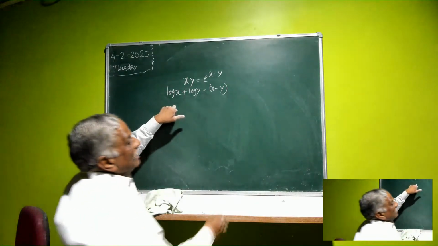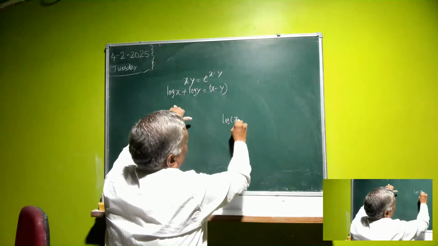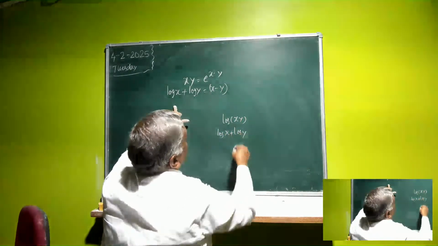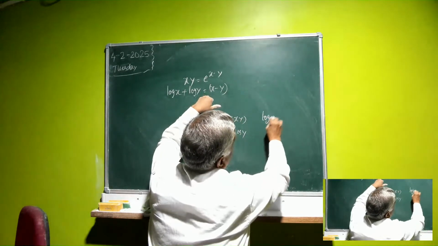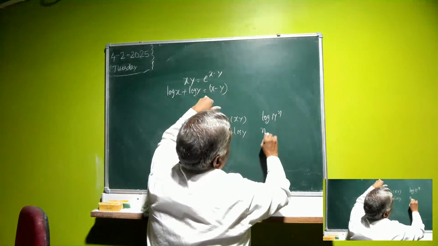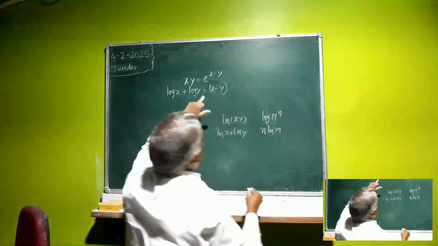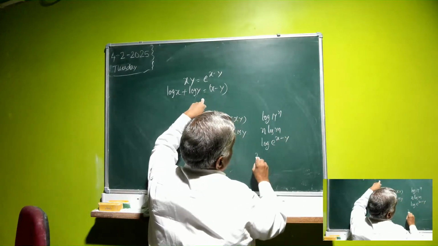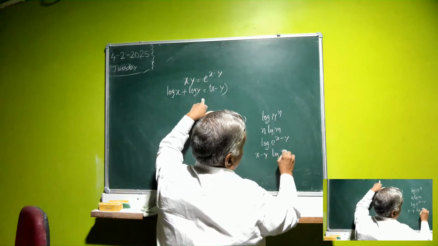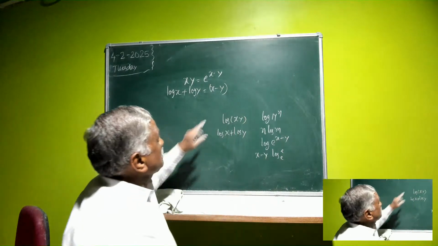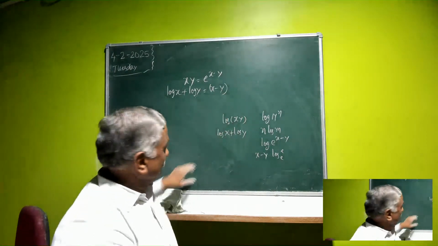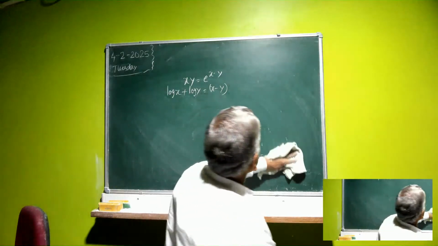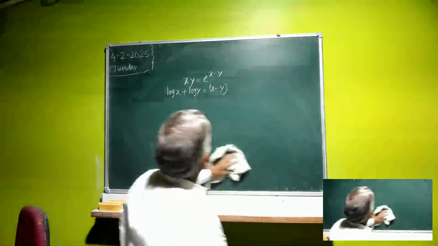How? When you take log of xy, this is log x plus log y, you know the formula. When you take log of m power n, this is n log m, you know. So when you take log of e to the power of x minus y, it is x minus y log e. But log e to base e is 1, therefore I am not writing it. It is log e to base e, and logarithm of a number with the same base is 1. Now you can differentiate this.